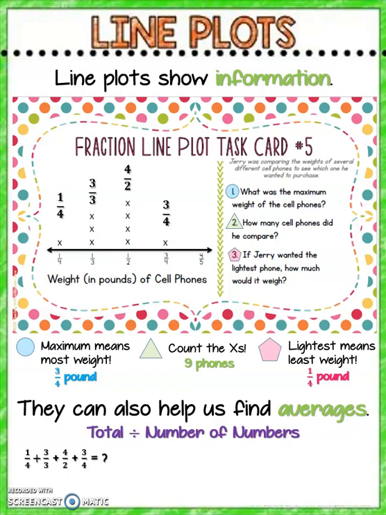Now you might have recognized that 3/3 is equal to 1 and 4 halves is equal to 2. So I can replace those with their whole number equivalents. Then I can add my fractional amounts, 1/4 and 3/4, to get 4/4. So total, I have 3 and 4/4, or 4 pounds, when I add all of the weights of the cell phones together. Now my last step of finding the average is to divide by the number of numbers.